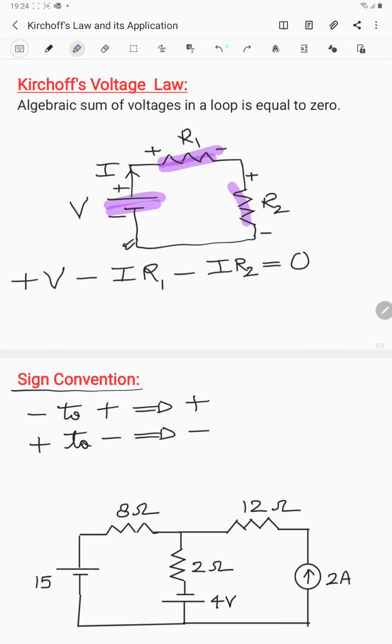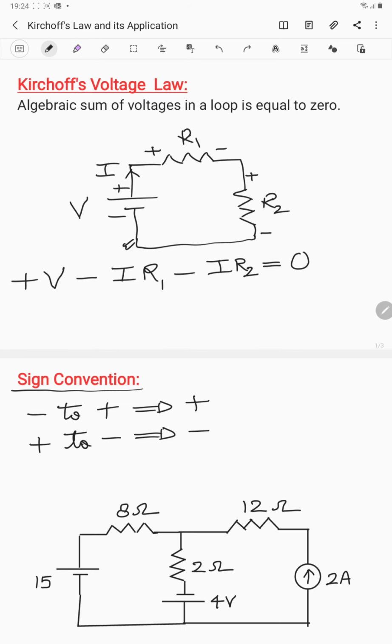Algebraic basically means that we have to consider the polarity of these voltages. So polarity means this sign convention should be there. These polarities we have to consider while writing the voltages. So that is what the KVL is. Now we will be using this KVL as well as KCL to solve a circuit.